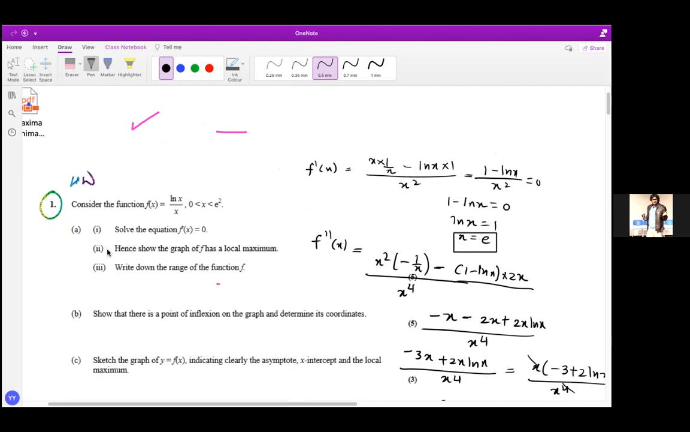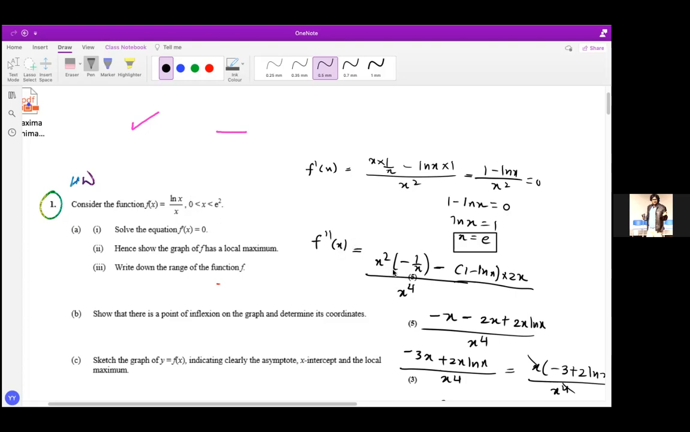Now, the next step is to verify whether it's a local maximum or not. So obviously you have got two ways to do it. Number one is you can draw the sign diagram of the single derivative, or you can actually find out the second derivative.